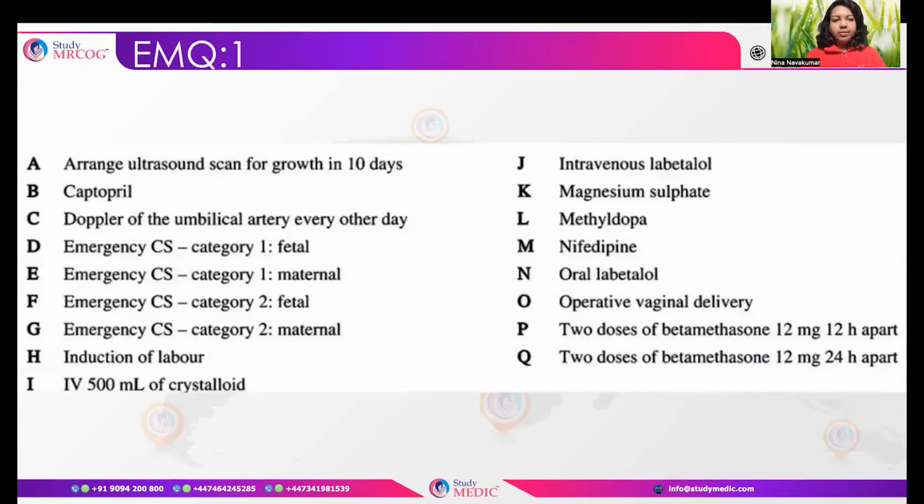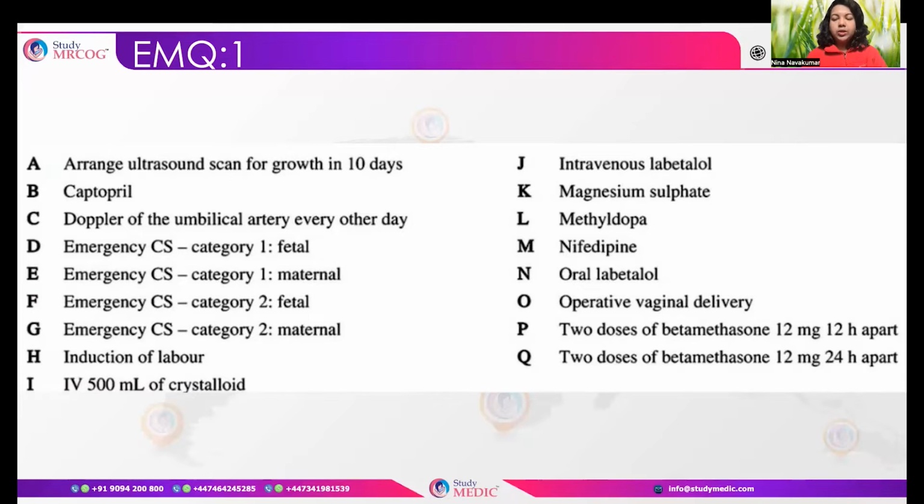These are all the options available: an ultrasound growth scan in 10 days, captopril, Doppler of the umbilical artery every other day, emergency category 1 section for fetal indication, category 1 section for maternal indication, category 2 section for fetal or maternal indication, induction of labor, IV 500 ml of crystalloid, IV labetalol, magnesium sulfate, methyldopa, nifedipine, oral labetalol, operative vaginal delivery, 2 doses of betamethasone 12 milligrams 12 hours apart, or 2 doses of betamethasone 12 milligrams 24 hours apart.